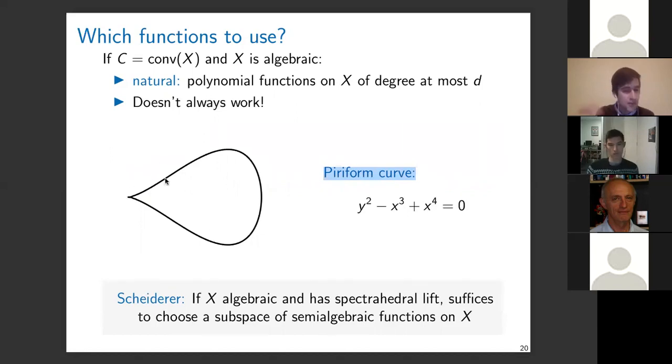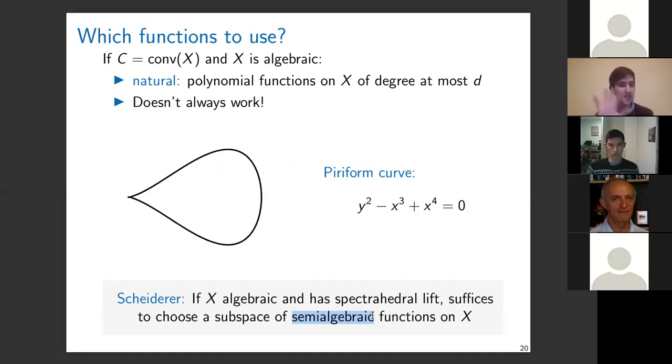But you can, in fact, if you use rational functions, you can make it work. So it turns out that what's true is that if you have this algebraic set, and it does have a spectrahedral lift, then it's not enough to choose polynomial functions in this construction, but it is enough to choose semi-algebraic functions. So there is some control over these functions that appear.